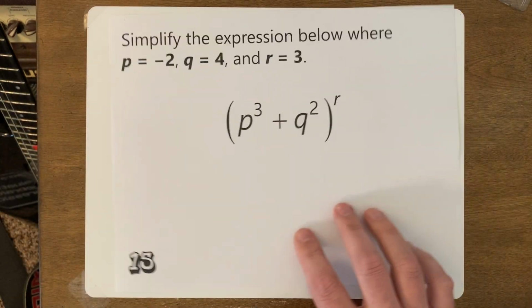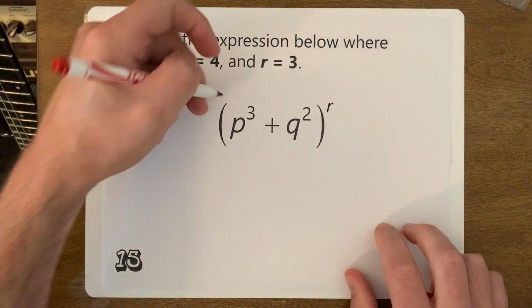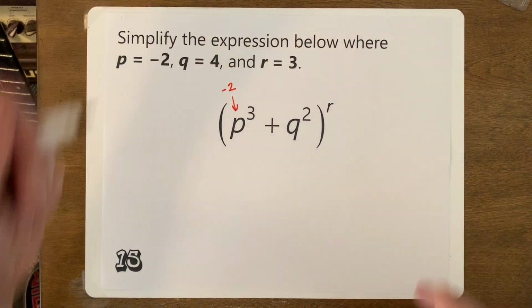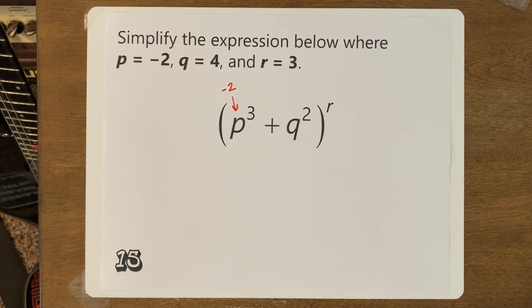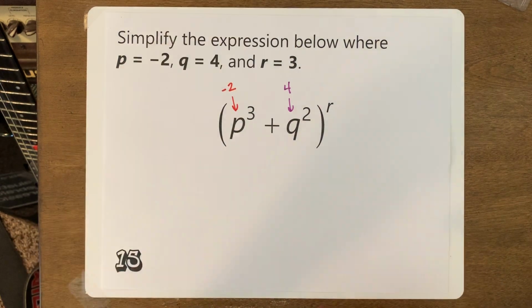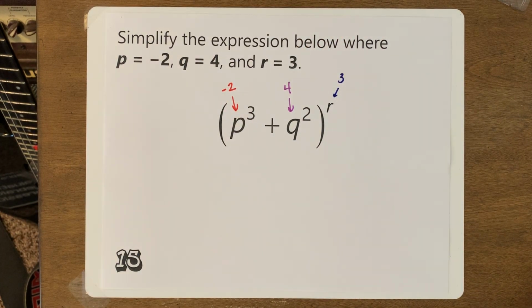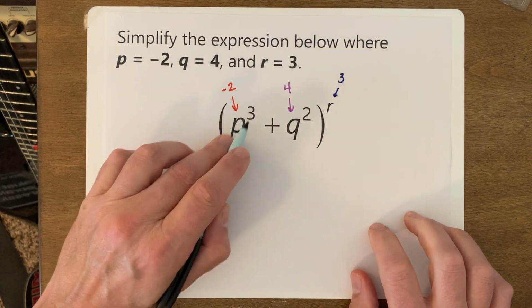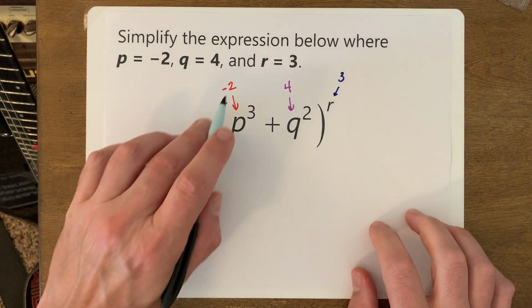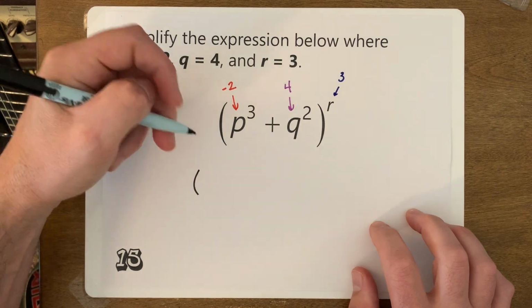All right, let's take a look at this one. Here we have 3 variables, one of which is an exponent. We can handle that. P is -2. Okay, Q is 4. And then R is our exponent, and that guy is going to be 3 right here. This is, again, very common on the PERT or the ACT. All right, -2 cubed. Do we know what that is? -2 times -2 times another -2 is going to be -8.